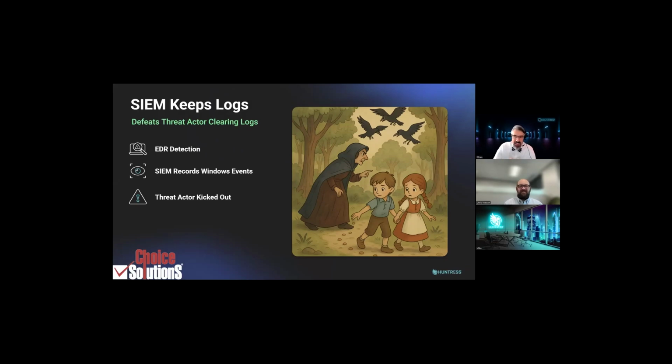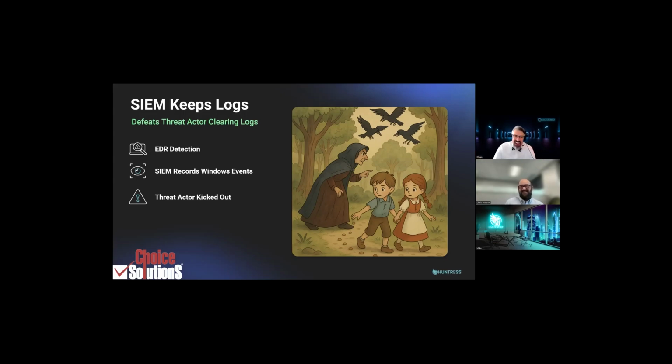Yep. So alright, this was my Gemini generated AI image of Hansel and Gretel in the woods. But what did Hansel do to try and defeat his wicked stepmother leading him into the forest? He dropped breadcrumbs, and I would say Hansel and Gretel didn't have a SIEM because the breadcrumbs got eaten by the crows. There's my analogy here.